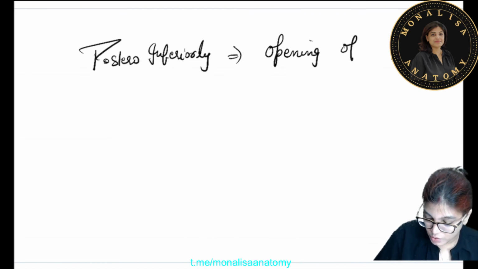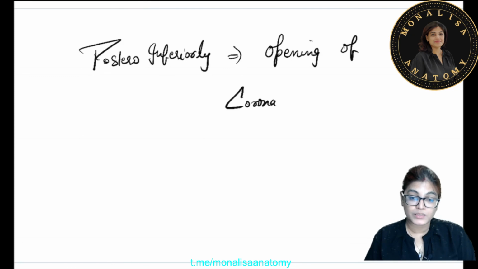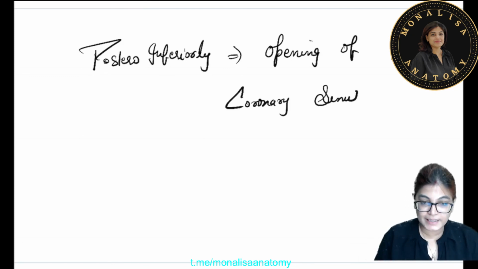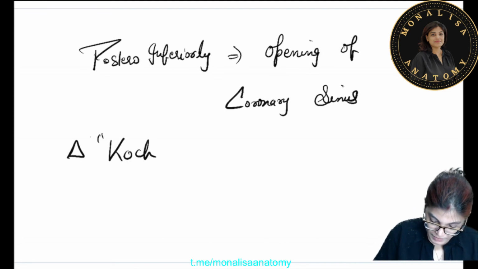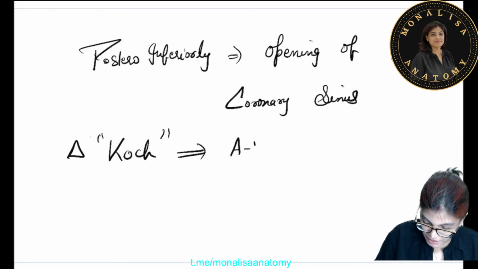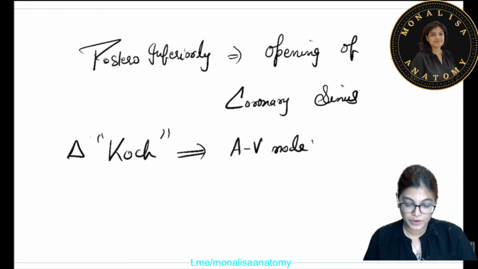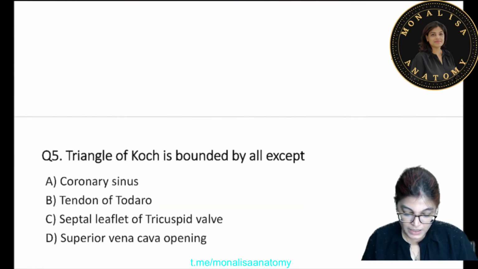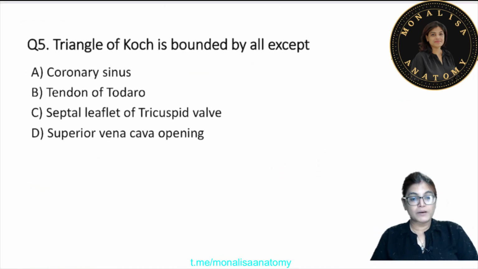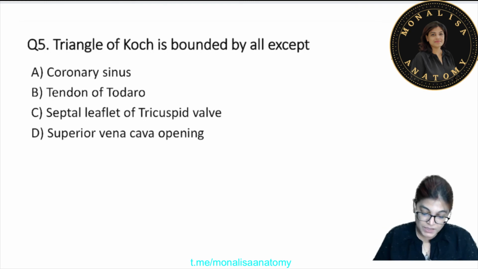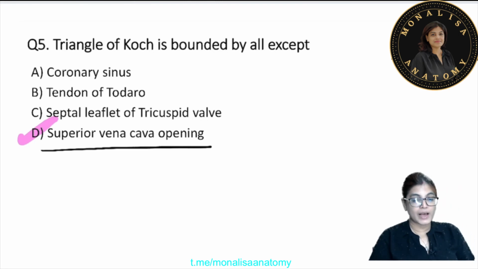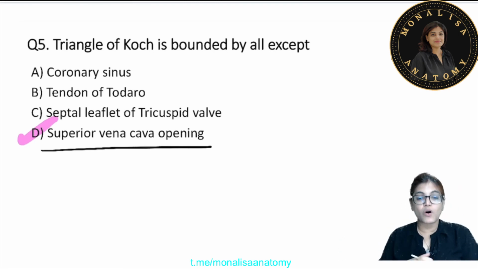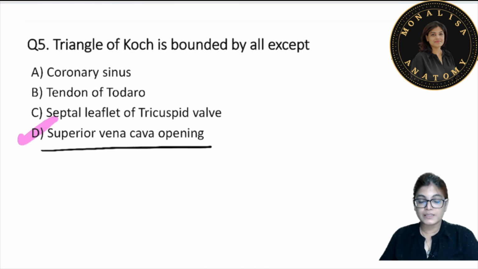And why is it important to know its boundaries? Because it contains an important anatomical structure. So what is contained inside the triangle of Koch? It contains the AV node. Done with this. So all of the following form the boundaries of the triangle of Koch except, and the correct answer is superior vena cava. As you have seen in the description, it is not forming the boundary. The rest, coronary sinus, tendon of Todaro, and septal leaflet of tricuspid valve, form the boundaries.